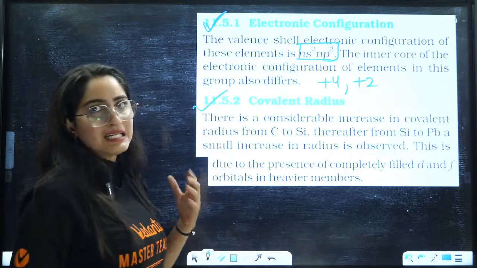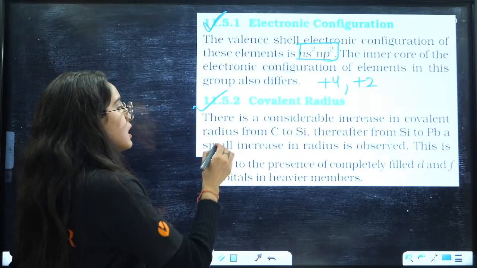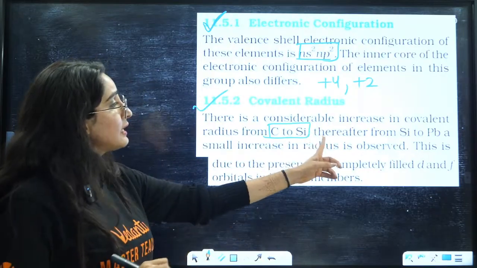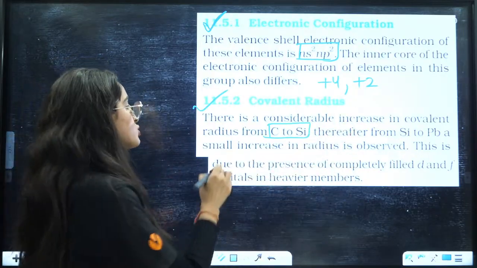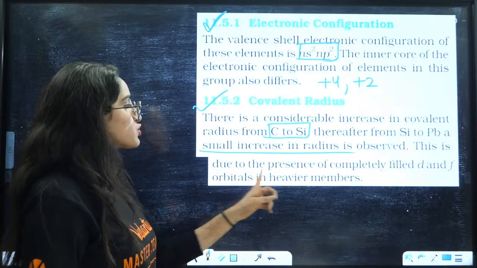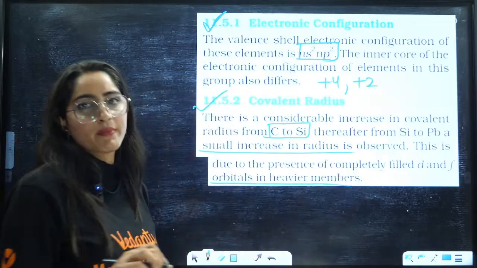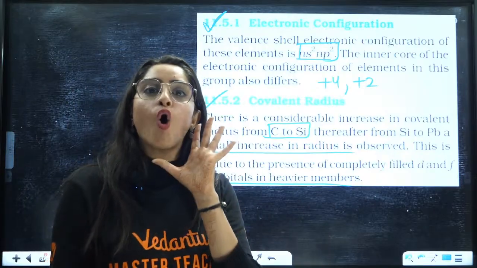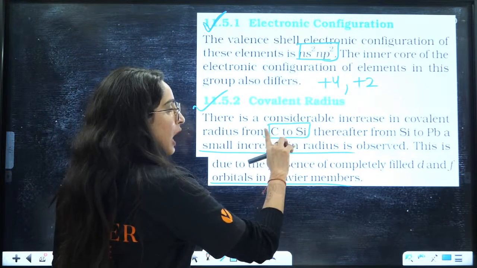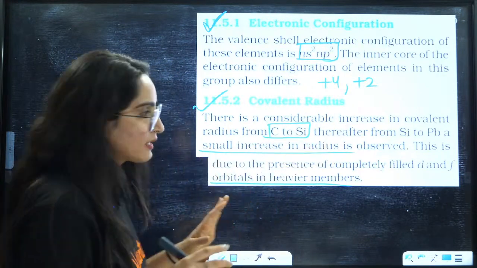So what is the covalent radius here? There is a considerable increase in covalent radius from carbon to silicon, right? Thereafter, from silicon to lead, a small increase in radius is observed. This is due to the presence of d and f orbitals in the heavier members. Now they are saying that the order has remained the same, but from carbon to silicon there is a large increase, and after that a small increase, right?